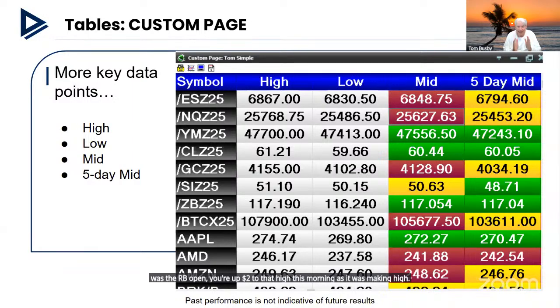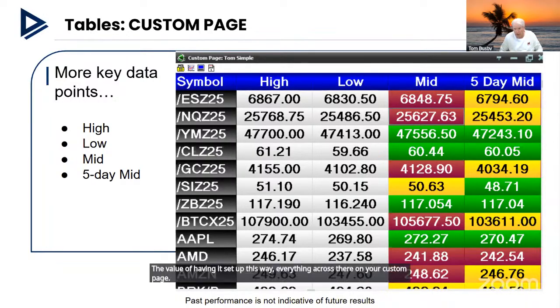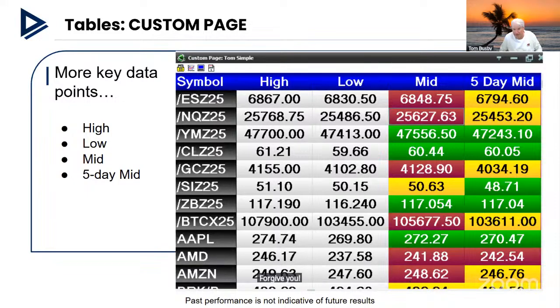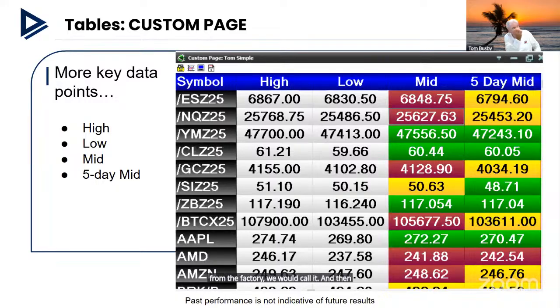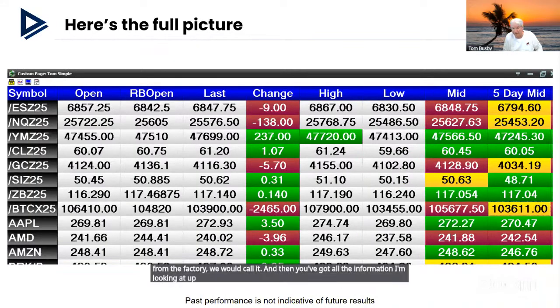The value of having it set up this way, everything across there on your custom page, will give you the key information at any time you look at it. Now, it's simple to set up, but you have to have it set up right to get the right view. Again, these features can be added to your custom page from the factory, we call it, and then you've got all the information I'm looking at up here to make decisions.